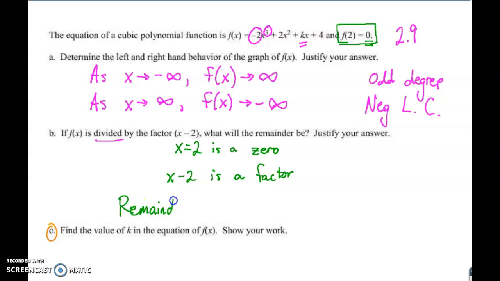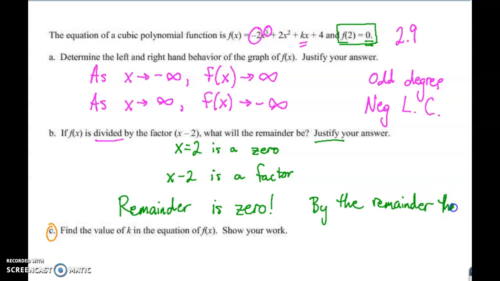If you're confused by that, I would tell you to go back to the notes on the remainder theorem. The remainder is 0. And if your justification was something about by the remainder theorem, I would know exactly what you're talking about. Okay, if you forget the remainder theorem, it's saying that the remainder, when you divide by a factor, will be equal to the number if you were to plug in f of 2.